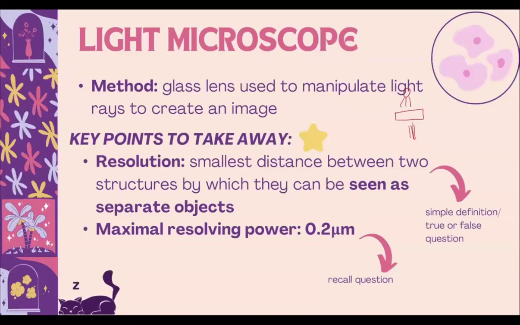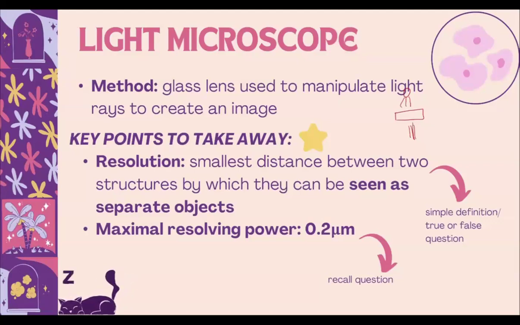So what resolution means is the smallest distance between two structures by which they can be seen as separate objects. This definition is very important. So essentially it just means you have two separate objects, but if you view it from a very far distance, they're going to appear as one small object. But if you zoom in closer and closer, you'll be able to see that there's two separate objects. So the resolution of a microscope is really important to help you distinguish two cells from each other and so on and so forth.